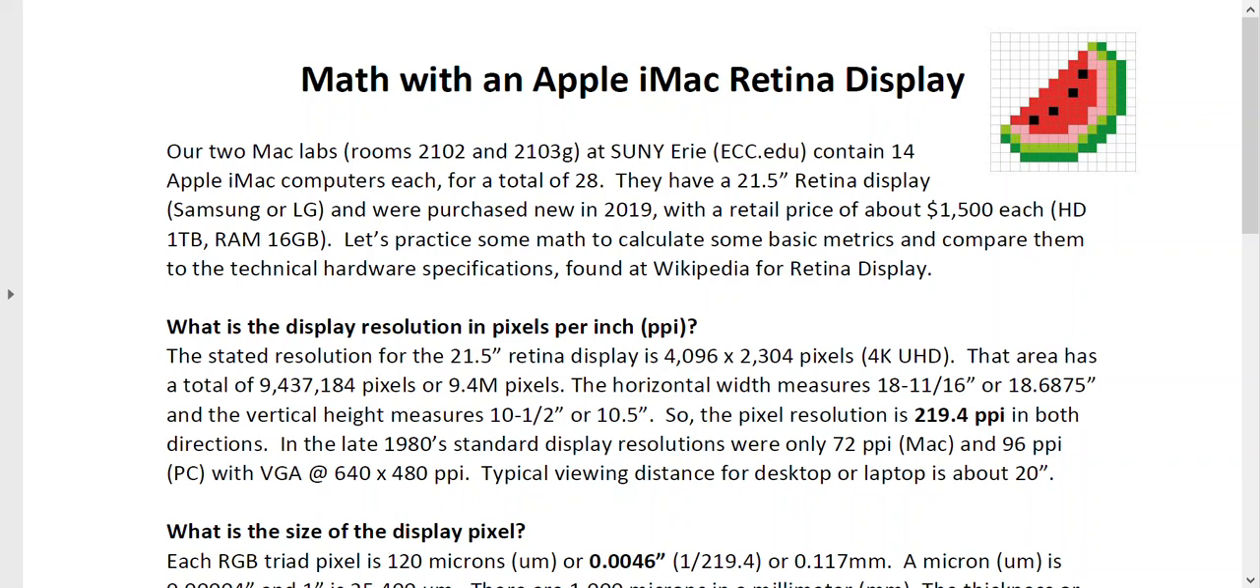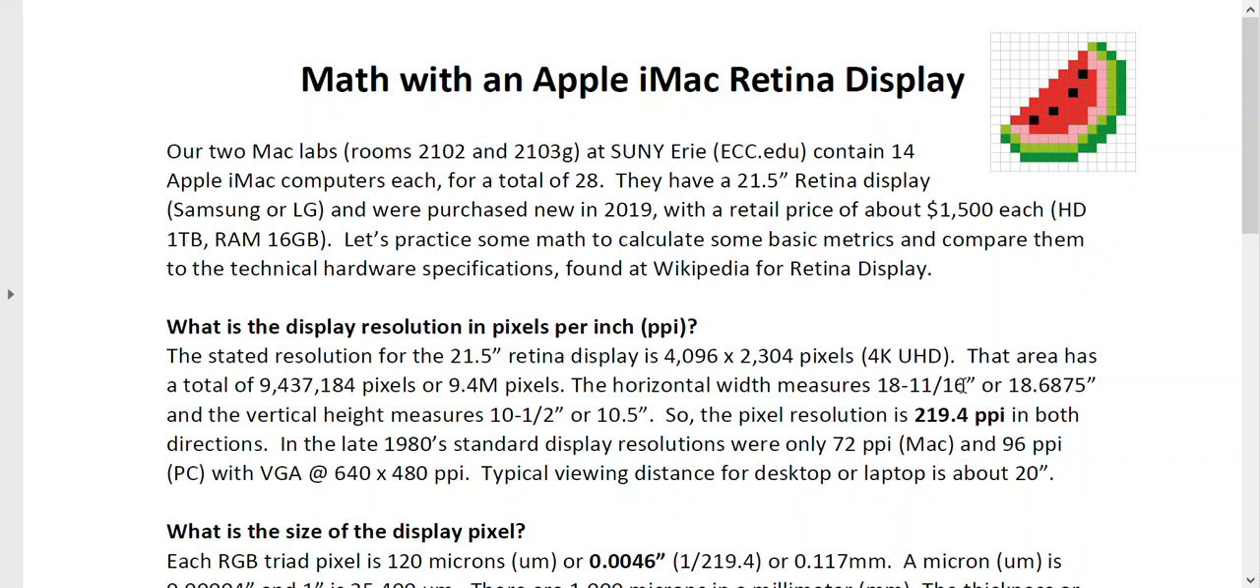So if you look at the technical specifications, which you can find on Wikipedia by searching for Retina Display, it turns out that the Retina Display is 4096 by 2304 pixels. This makes it obviously a 4K device for ultra high definition. So if you take these two dimensions, the width and the height in pixels, and multiply them together, you get over 9.4 million pixels.